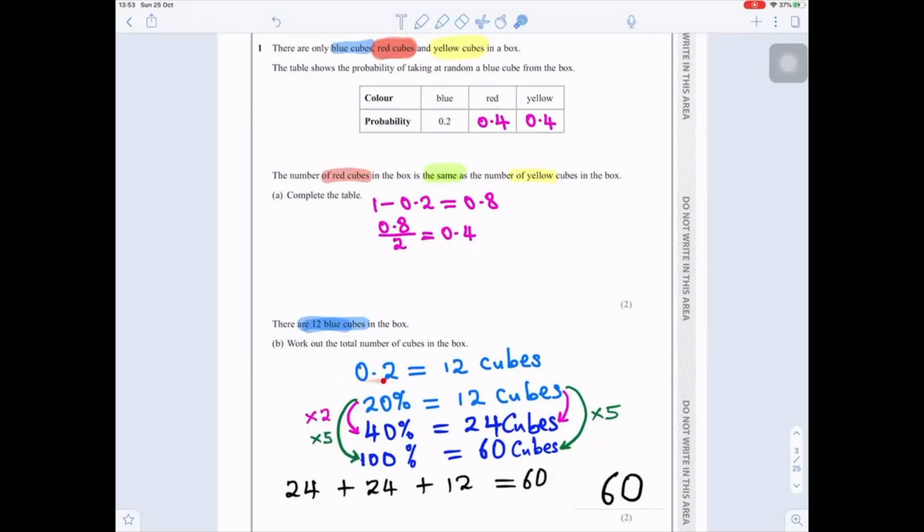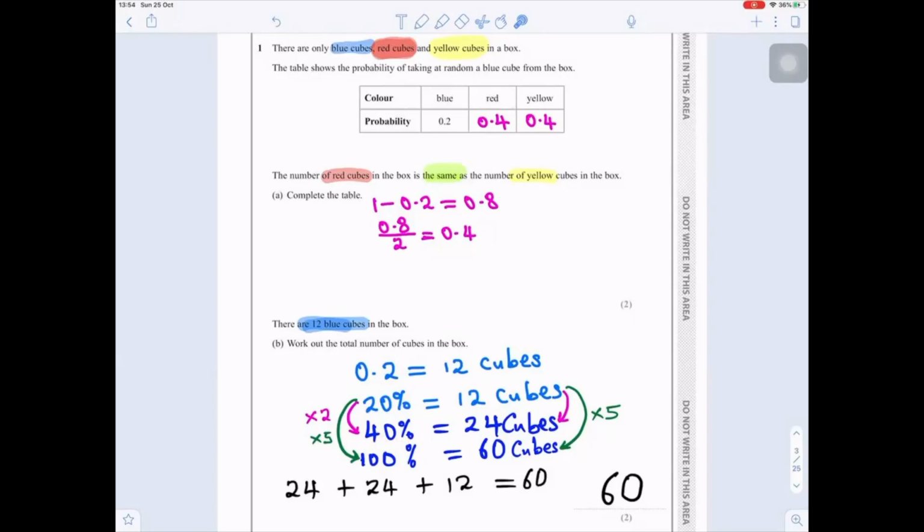If 0.2 represents 12 cubes, and 0.2, if you change it to percent, is 20%. You multiply by 100. So 20% is 12 cubes. You double 20%, you get 40%. 40%, you also double the 12 cubes, it'll give you 24 cubes. So 24 cubes represents 40%.